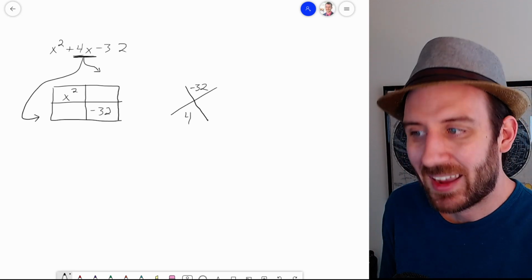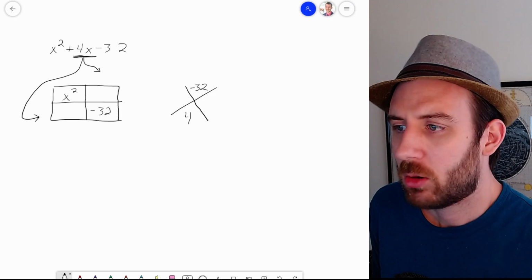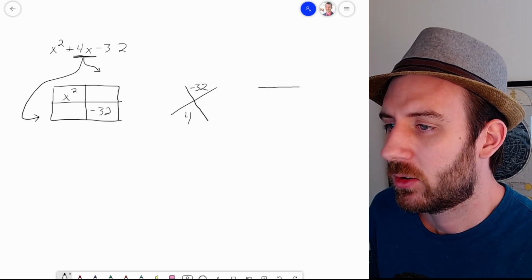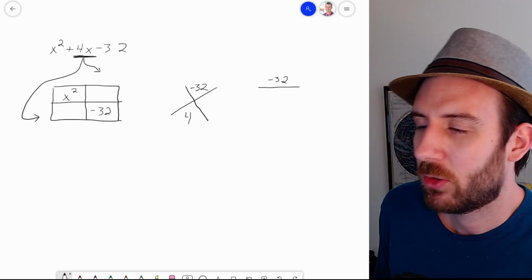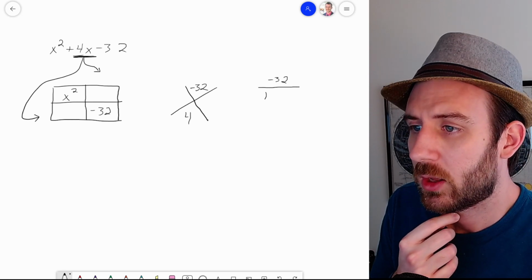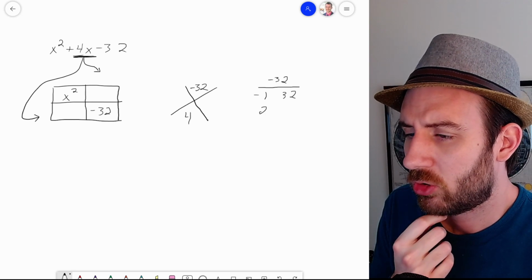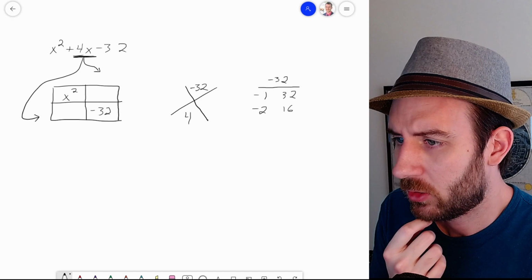So what's something that adds to 4 and multiplies to negative 32? That's a bit of a harder problem. So maybe I would like to make a table of factors here, because after all, the multiplication is what's stumping me. So I'm looking for things that multiply to negative 32. What are some things that multiply to negative 32? 1 and 32. I guess I could put the negative here. And then I could think of 2 and 16. I'll put the negative here still.